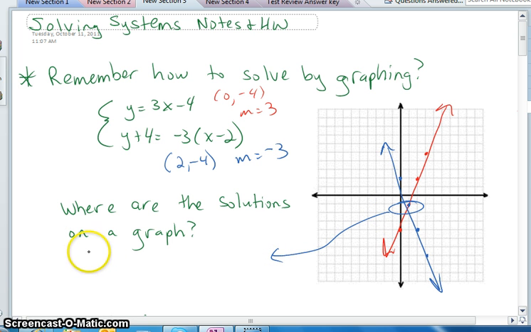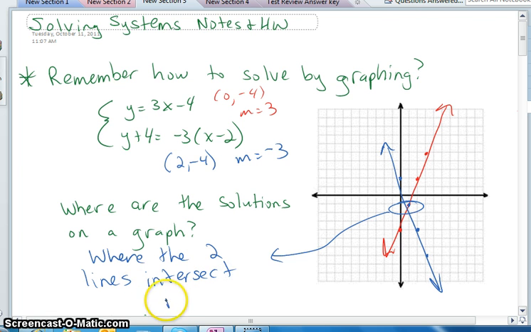And remember, the solutions are where the two lines intersect. And it's a point. It's an ordered pair. So in this case, the solution is 1, negative 1.